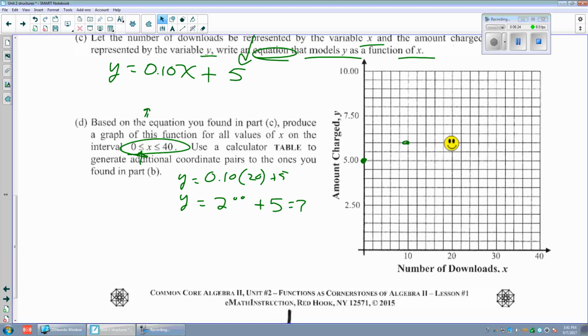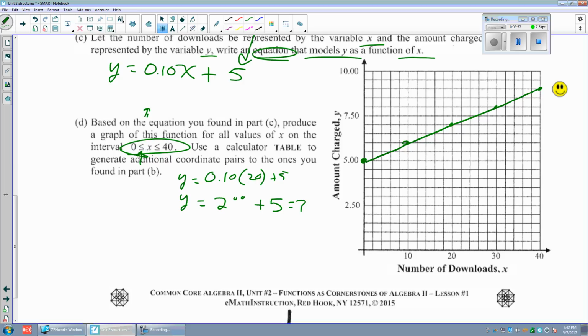So we have to bring this up to 7. 20 goes up to 7. 30 goes up to 8. 40 goes up to 9. Is it a line? Oh, here we go. Am I going to go beyond? Stop! Don't go any farther.